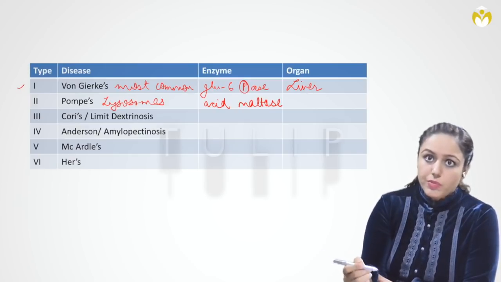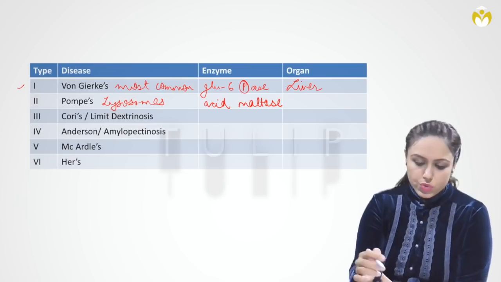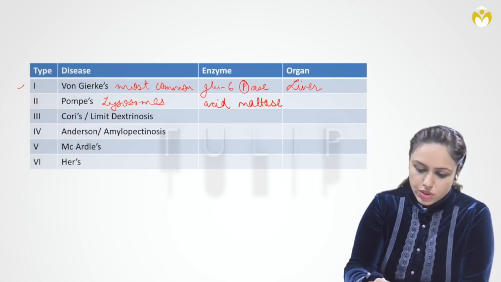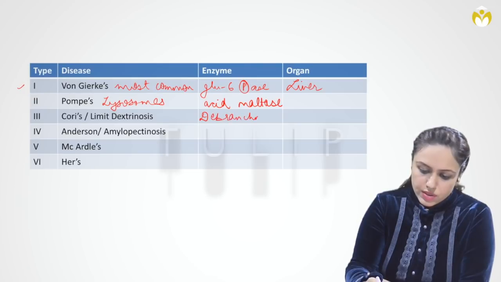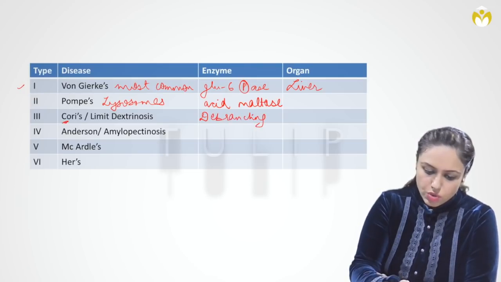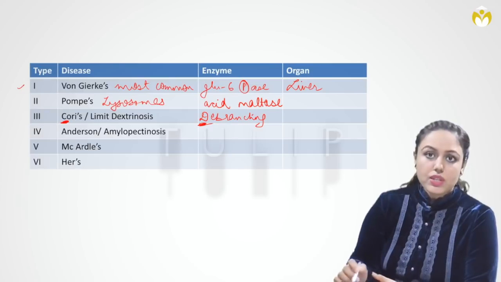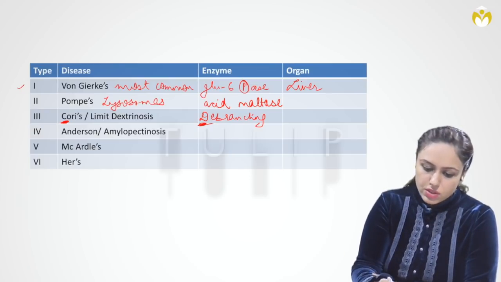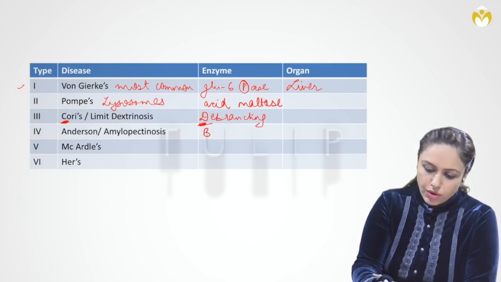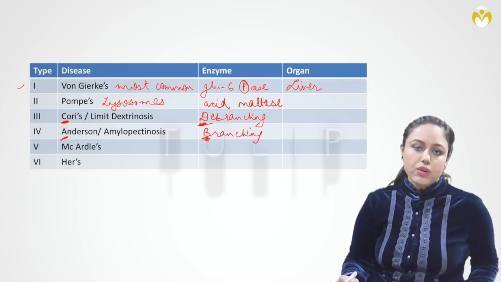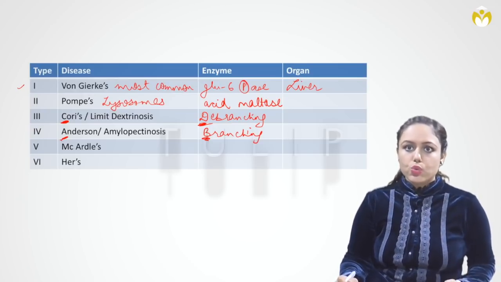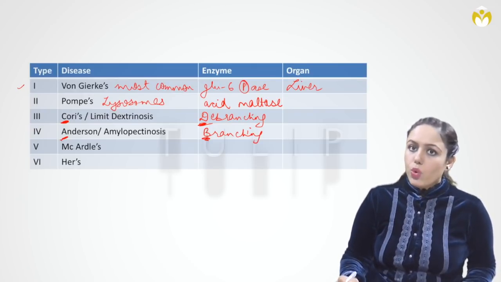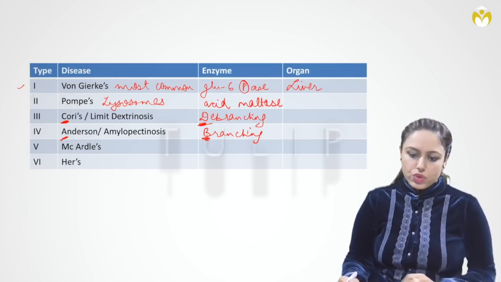The next one is type 3, Cori's disease or limit dextrinosis. The enzyme deficient is debranching enzyme. Cori's disease, debranching enzyme. Easy to learn: C for Cori's, D for debranching, CD. Then Anderson, A for Anderson, B for branching enzyme. So A, B, C, D. It's easy to learn like this. Anderson disease is also known as amylopectinosis. Cori's disease is also known as limit dextrinosis.